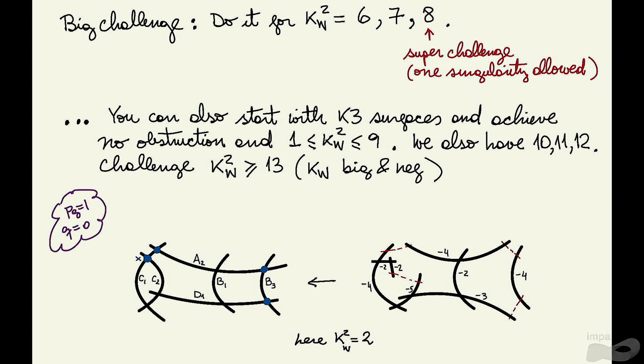And then the big challenge is to do it for 6, 7, and the super challenge is for 8, because for 8, there is not even one example. For 6 and 7, not using rational blowdown, you can find some examples that are very few, but for 8, there is no example. And there is no obstruction to find example so far. But there is one obstruction that you need to find only one chain, and should be very long Wahl chain that you contract, and then the K squared is 8, and KW is big enough.